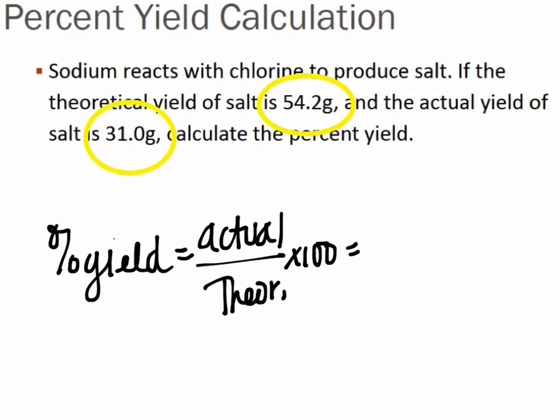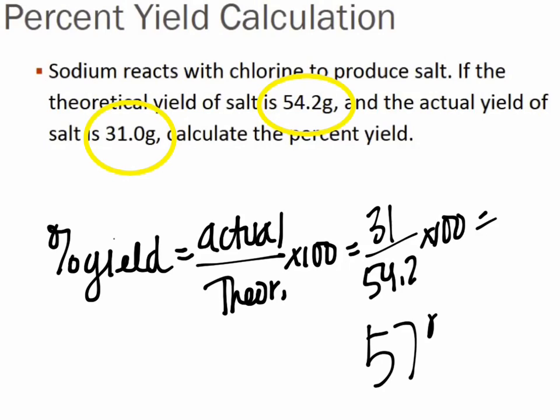It's more practice for you, so take a picture of that so you have it. Actual, so we have 31, 54.2. What's my percent? 57? 57% is our yield. Yeah, we probably should. I'm just doing dirty math right now.